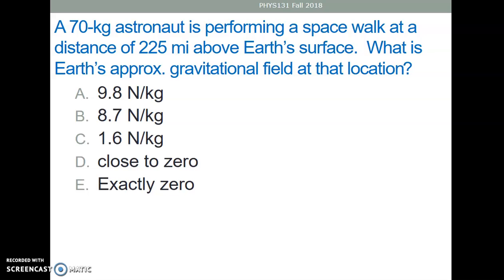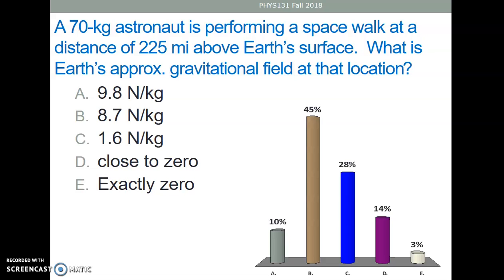All right, the answer is 3, 2, 1. Oh, where is it? There we go. There's the little check mark. Okay, the correct answer is 8.7.